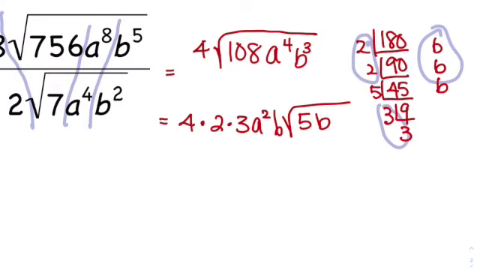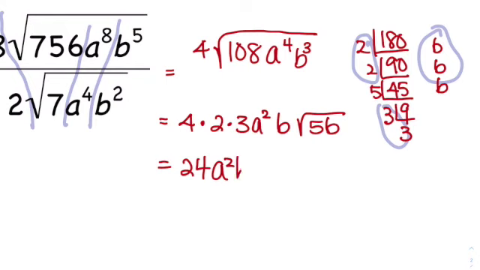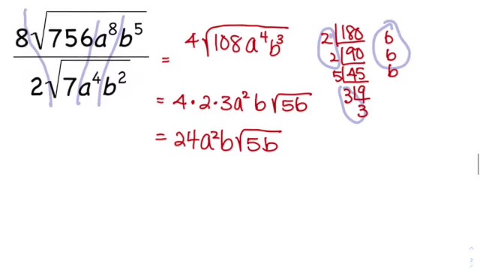Now, the reason I say please leave some space is so you can resolve it and then make it a little bit better. After that, we can combine them by multiplying. 4 times 2 is 8, times 3 is 24. A to the 2nd, b, square root of 3b. And that will be your answer for letter K.